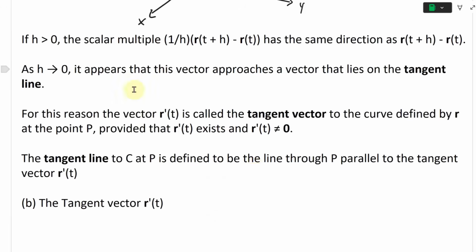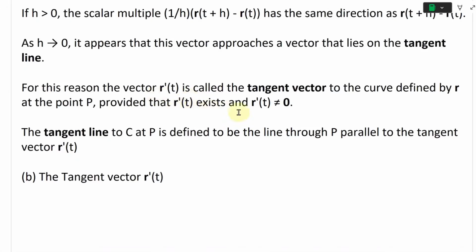So for this reason, the vector r prime of t is called the tangent vector to the curve defined by r at the point P, provided that r prime of t exists, or the derivative, and that r prime of t is not equal to 0. So that's a tangent vector if the derivative exists and it's not equal to 0.